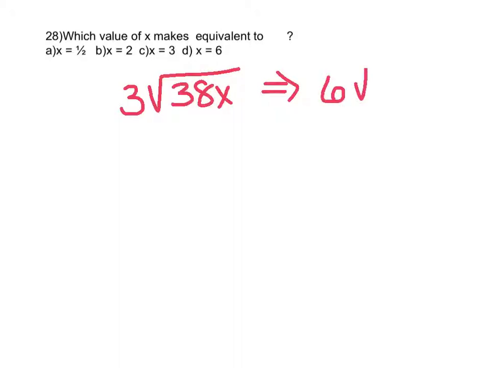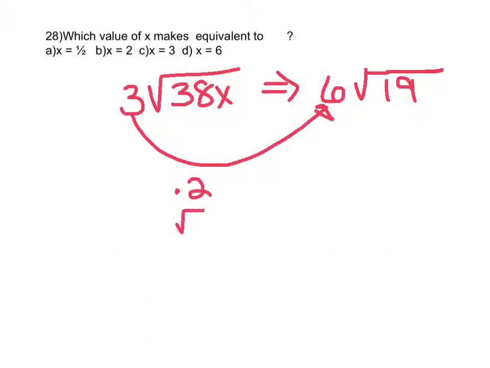Number 28 is the exact same. We start with 3 times the square root of 38 times x, and we want to plug something in for x to make it equivalent to 6 times the square root of 19. Now, on this one, how do we get from 3 to 6? Well, that's going to be multiplying by 2, which in order to pull it out from under the radical, it had to be the square root of 4.